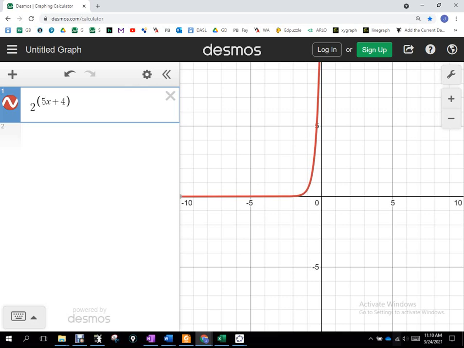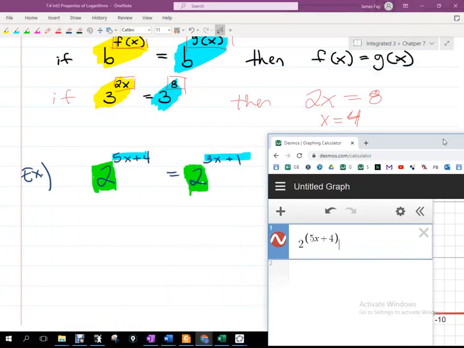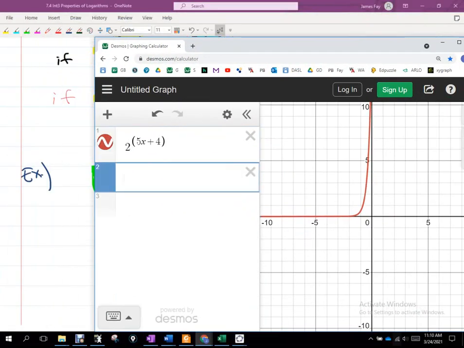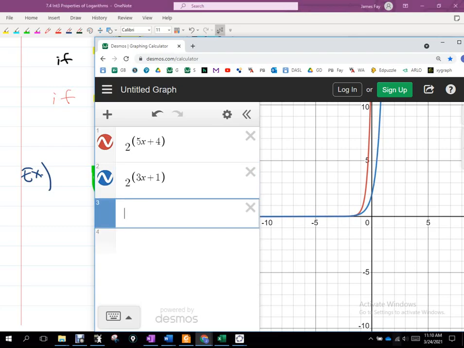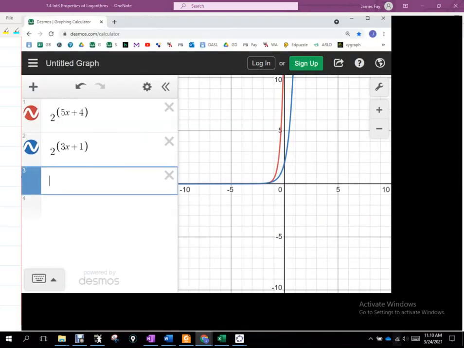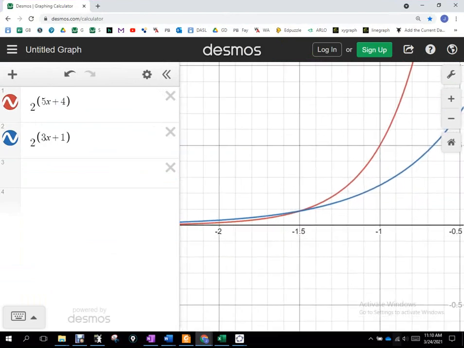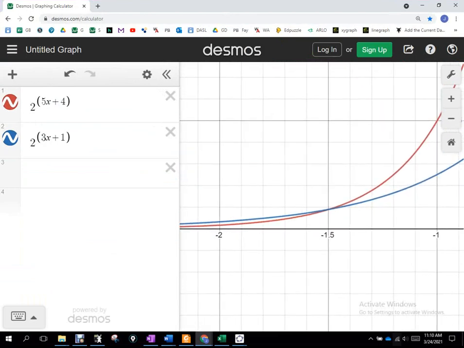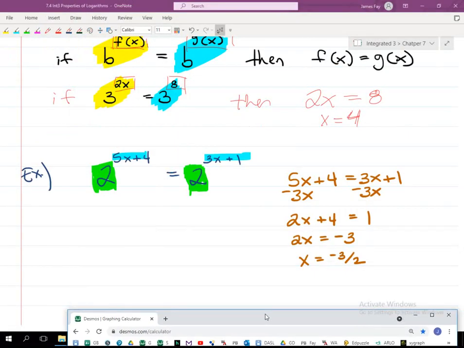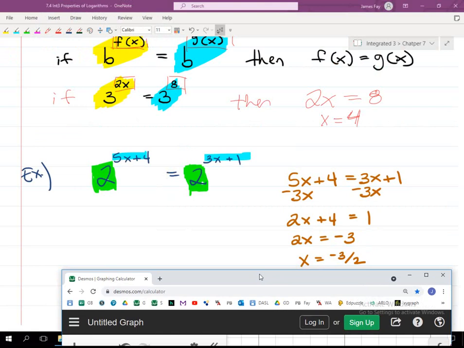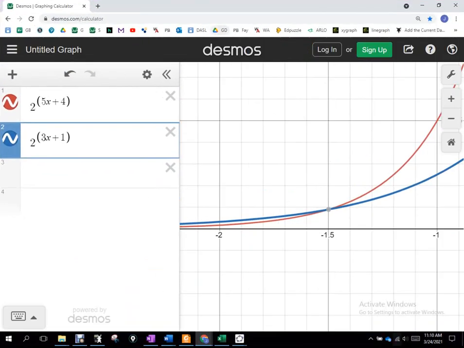So that is the left-hand side. The right-hand side we had as 2 raised to the 3x plus 1. Okay? And now the answer to this problem is where those things intersect. We can see they cross right here at negative 1.5. Negative 1.5 as a fraction is negative 3/2, right?